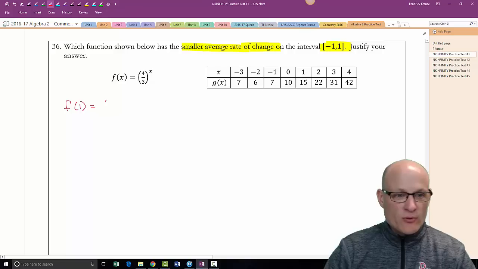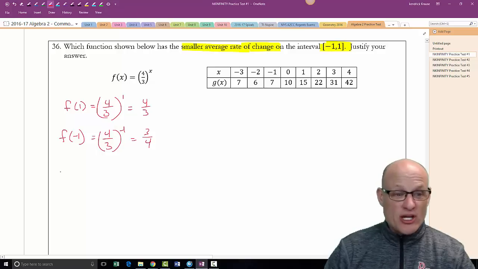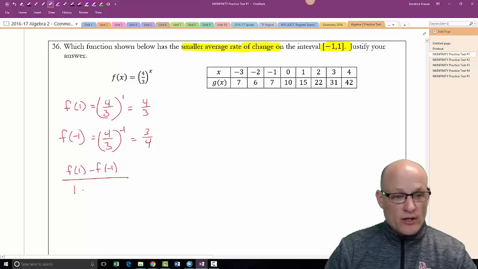Which is equal to 4/3 to the 1, which is really just 4/3. And f of -1. This is kind of the tricky part, I guess, but if you put it in your calculator, it's just going to tell you that's equal to 3/4. So if I want the average rate of change for this, it's going to be f of 1 minus f of -1 all over 1 minus -1.